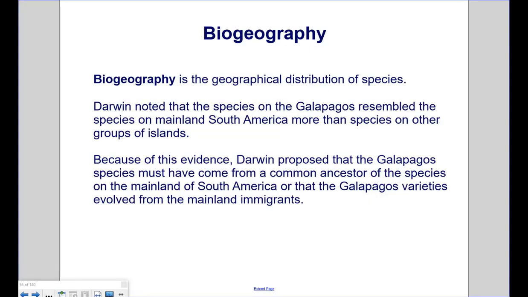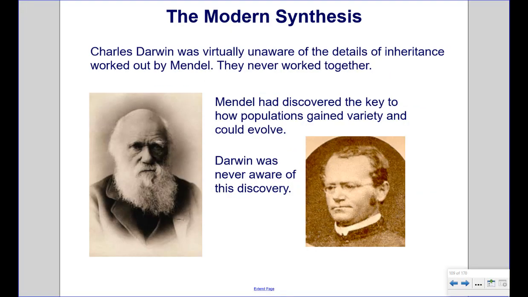Biogeography. Biogeography is the geographical distribution of species. Darwin noted that the species on the Galapagos Islands resembled the species on mainland South America more than the species on other groups of islands even. Because of this evidence, Darwin proposed that the Galapagos species must have come from a common ancestor of the species on the mainland of South America, or that the Galapagos varieties evolved from the mainland immigrants.